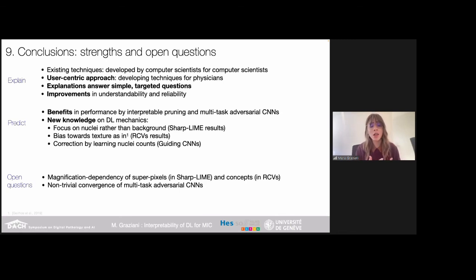And obviously, this work still has limitations. One of the points is that it is very much scale dependent. All the concepts and all the observations I've been using were done at 40x, and probably different concepts and different conclusions would be reached at a different magnification.